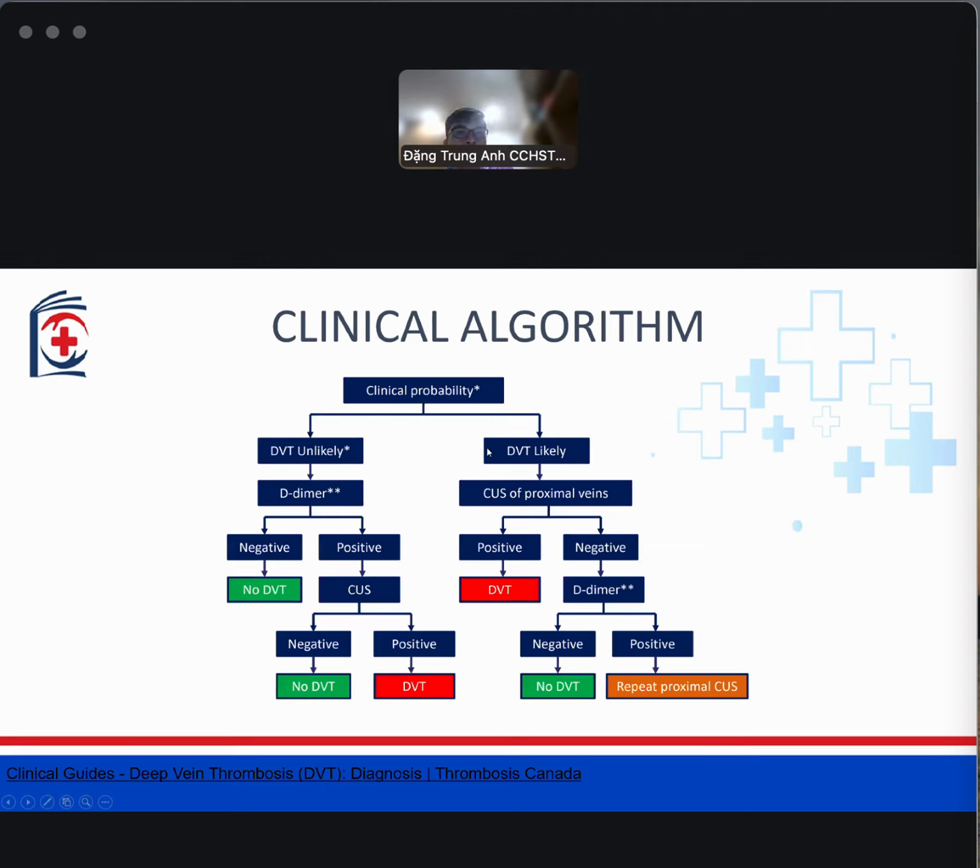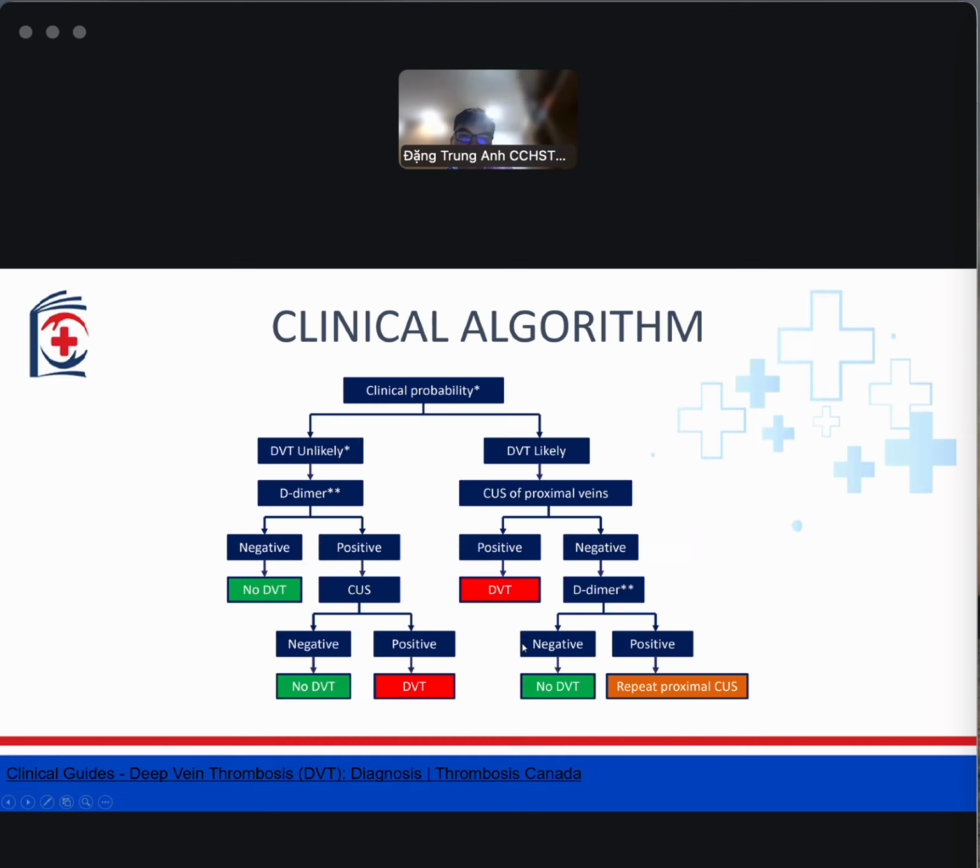If the clinical probability is that DVT is likely, we can do the ultrasound. If the patient has a positive ultrasound, we treat the DVT. We don't have to do the D-dimer test. But if the ultrasound is negative, we assess the D-dimer.